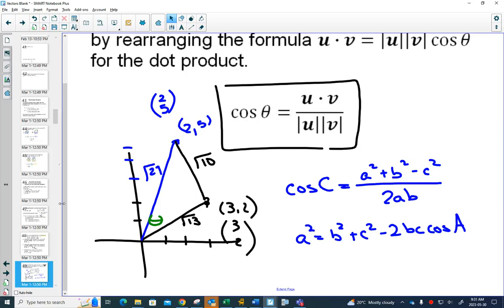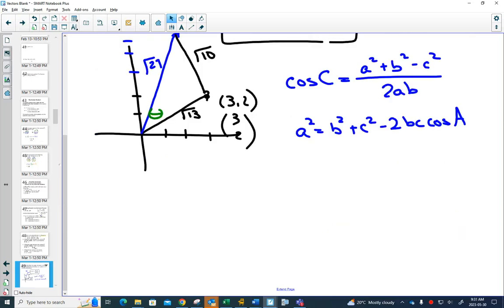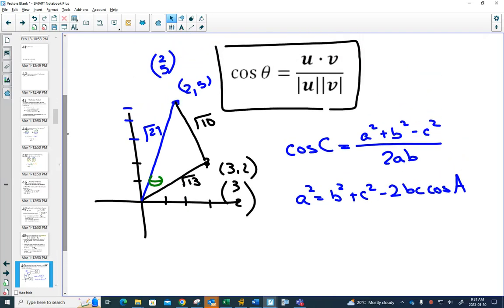Okay? Vectors is saying, instead of doing all of that, we still need the lengths, but we could use the dot product instead on the top. You'd have to only find two lengths instead of all three lengths. And really, what the dot product is helping us is simplifying our cosine law.